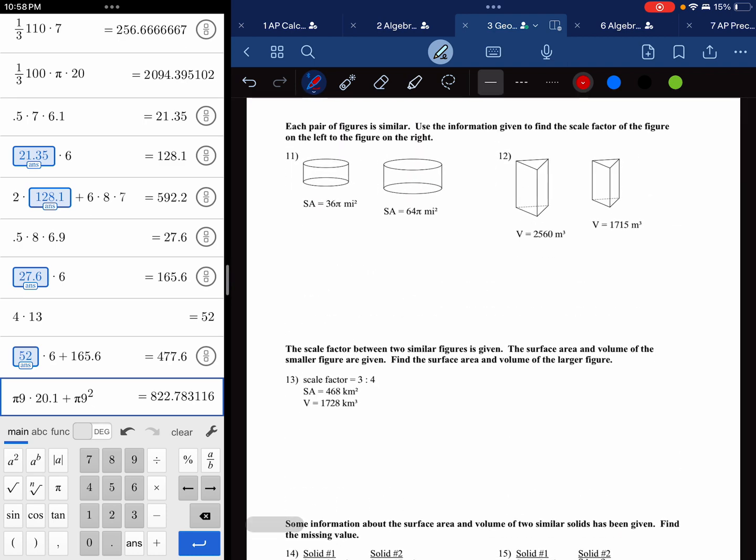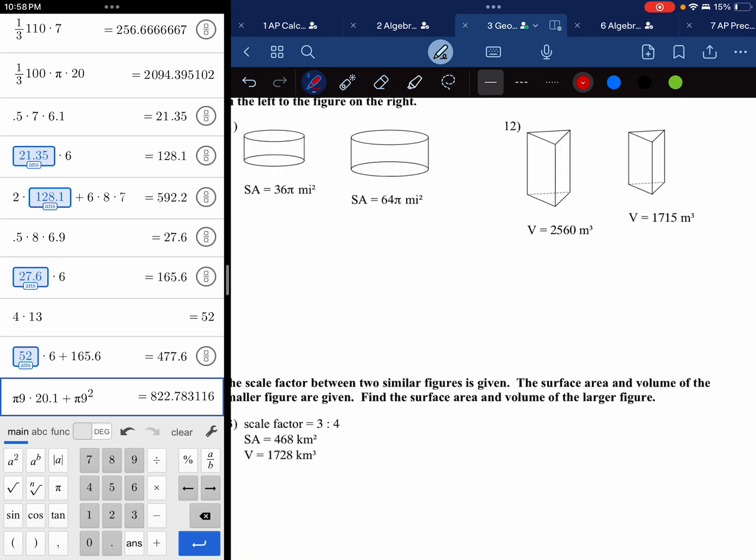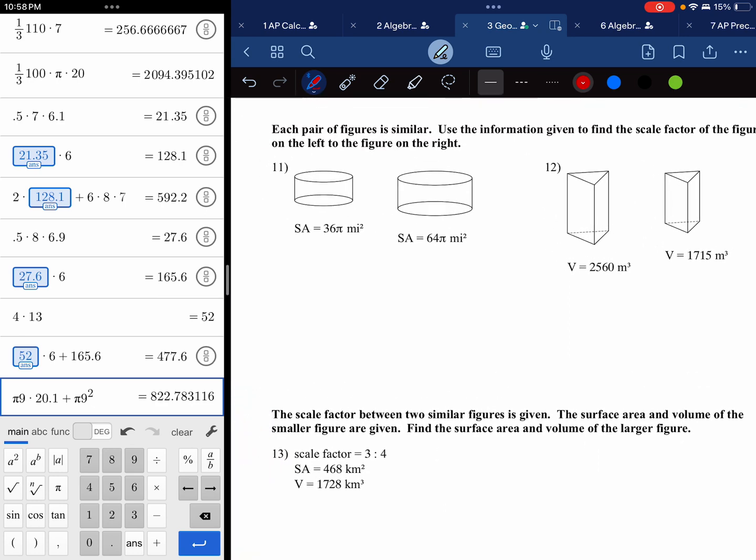Number 11, use the information given to find the scale factor. Okay, so for the scale factor, we have a calculator to help us out. We essentially just do the right divided by the left. You always do right divided by left. I guess it goes left to right for our scale factor. I'm just going to do that on the calculator.